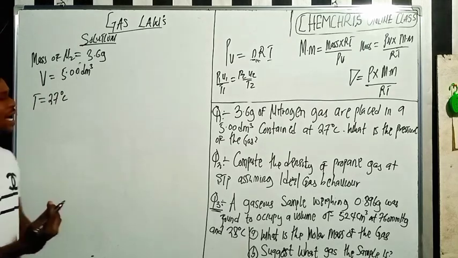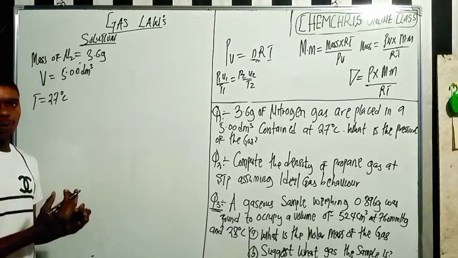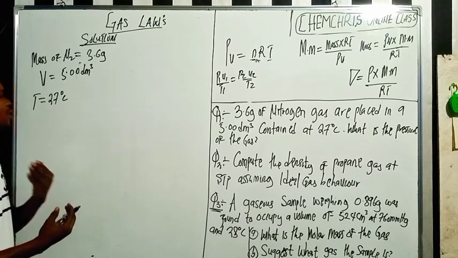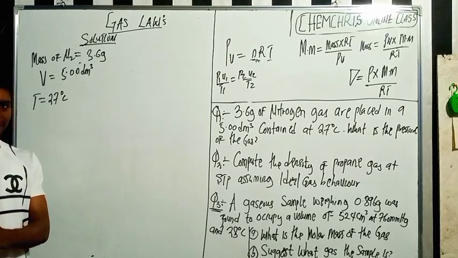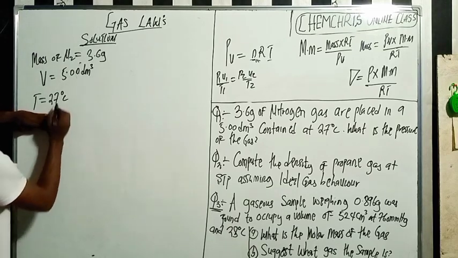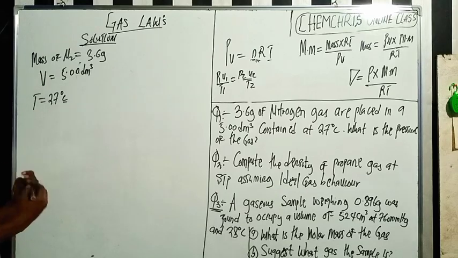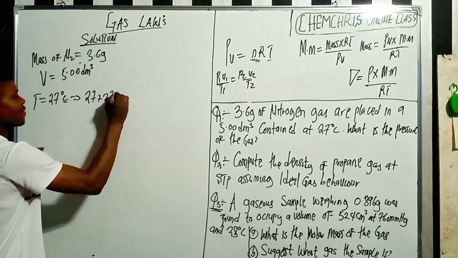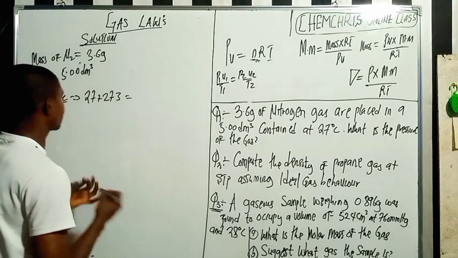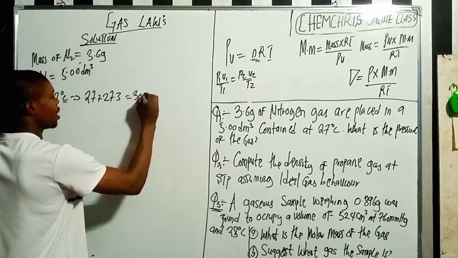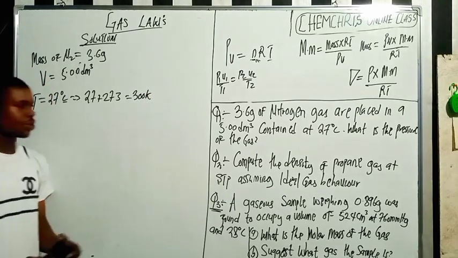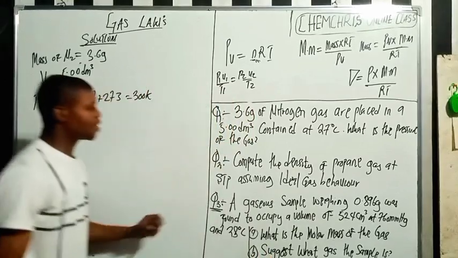You understand? Whenever we are solving gas law problems here, you must always convert degrees centigrade to Kelvin. And how do you convert centigrade to Kelvin? By adding 273. So if you want to convert degrees centigrade to Kelvin, you add 273. Do you understand? So it's going to be 300 Kelvin. So there we have my temperature, 300 Kelvin. Now, what is the pressure of the gas?